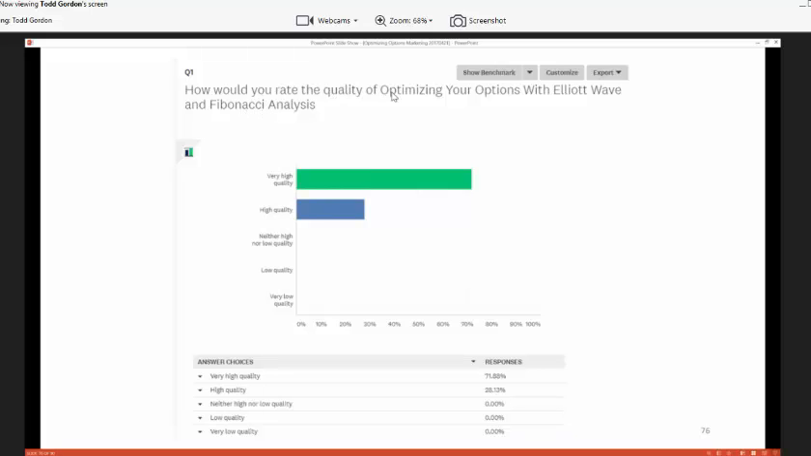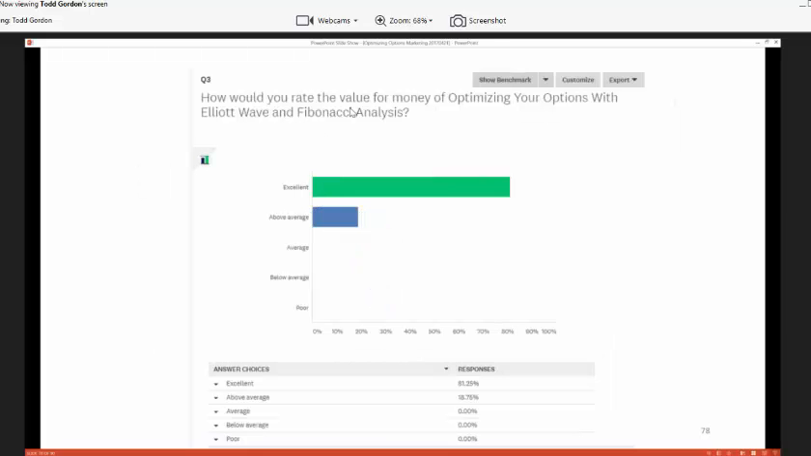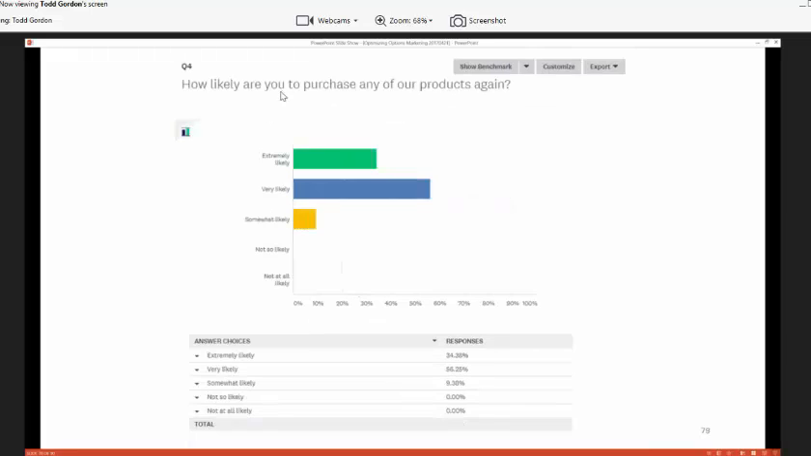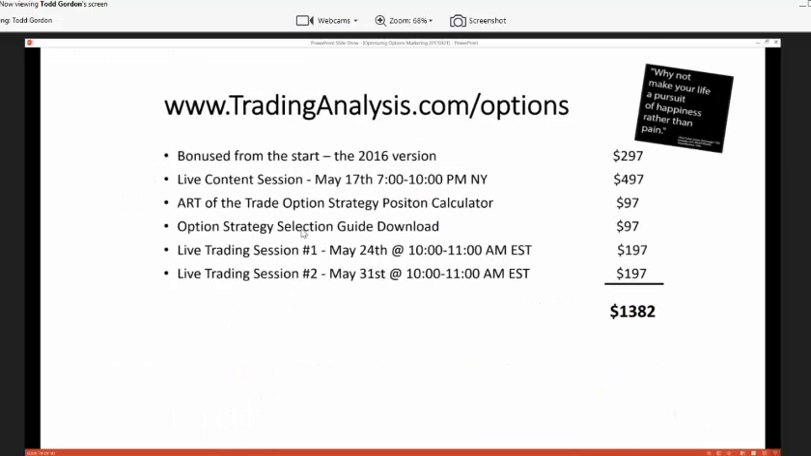Here's some of the feedback in the class. How would you rate the quality of this class? Very high, high, no low marks. How likely are you to recommend to a friend from a scale of -100 to 100? 81. How would you rate the value of the money? Excellent, above average, no low marks. How likely to purchase again? All high marks. So this class crushed it, and I'm very, very proud to put it in front of you.